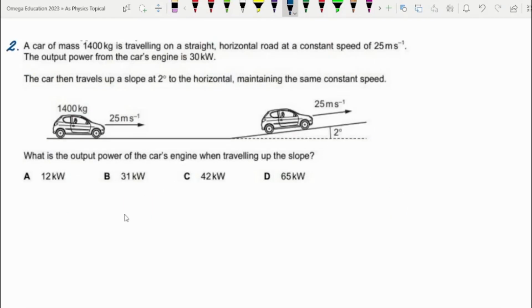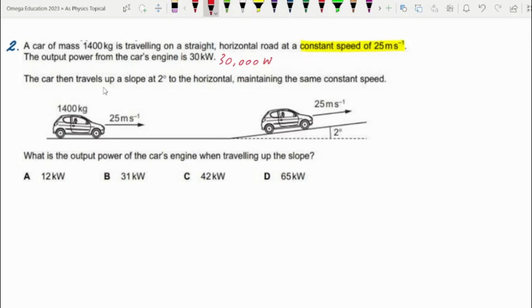Alright everyone, so here we have the next one. The car of mass 1400 kilograms is traveling on a straight horizontal road at a constant speed. Okay, so that means the forward force and the backward force should be equal. The net force should be 0. The output power from the car's engine is 30,000 watts. We can write 30,000 here.